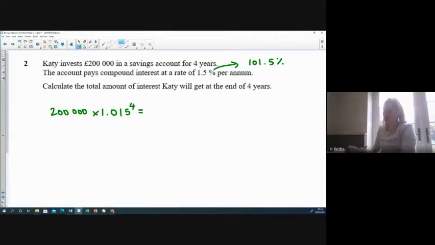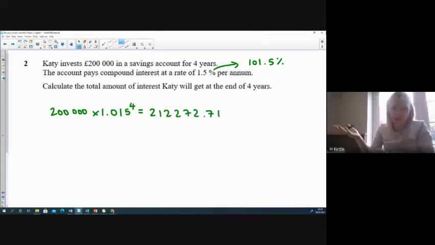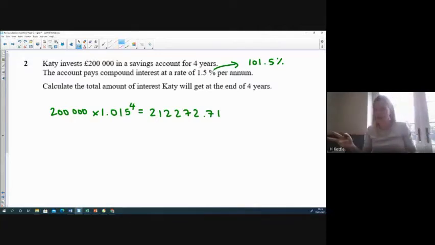Now, they've been a bit tricky here, and there's a real scope to lose a mark here. Hang on, let me work that out. 200,000 times 1.015 to the power of 4 is 2122272.71. It does then go 0.1, but I'm going to round it to 2 decimal places. Even though it hasn't said what to round it to, we're going to go 2 decimal places because it's money, so that makes sense. Now, that would lose me a mark.